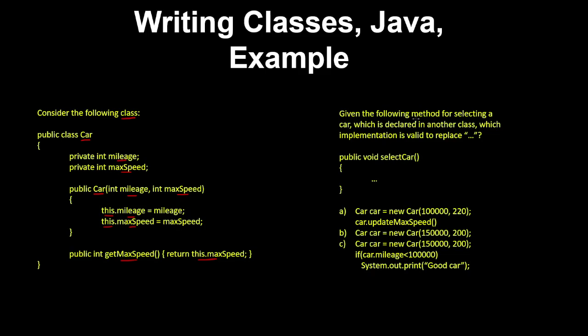Now, given the following method for selecting a car, which is declared in another class, which implementation is valid to replace this part of the method with unknown code?